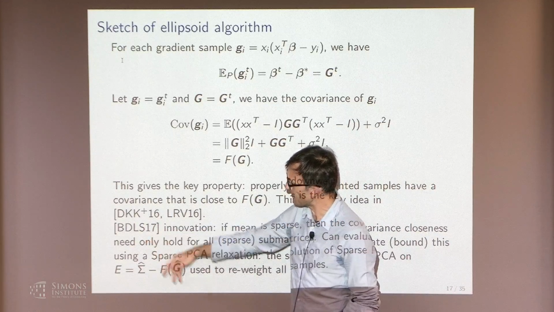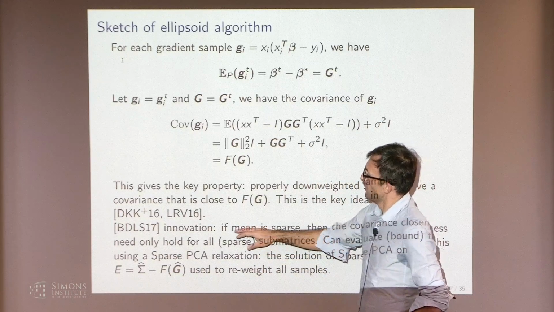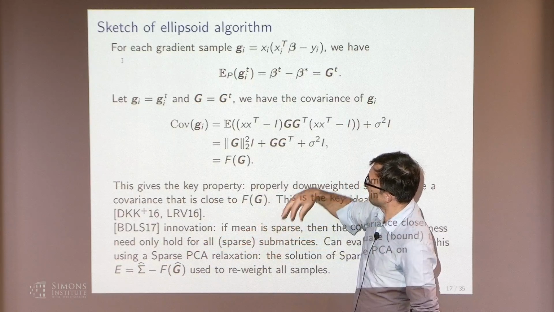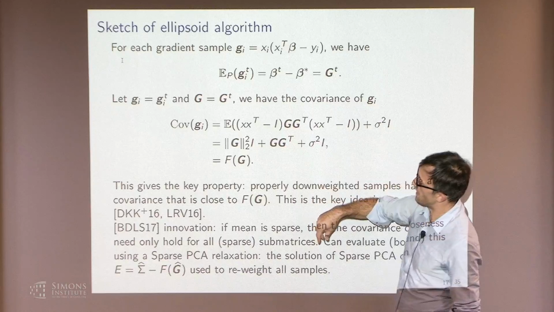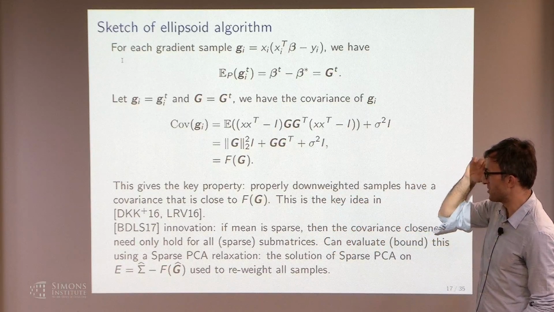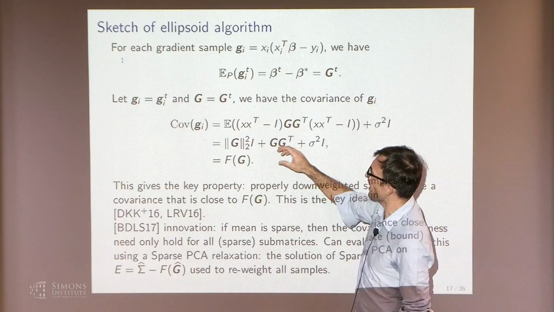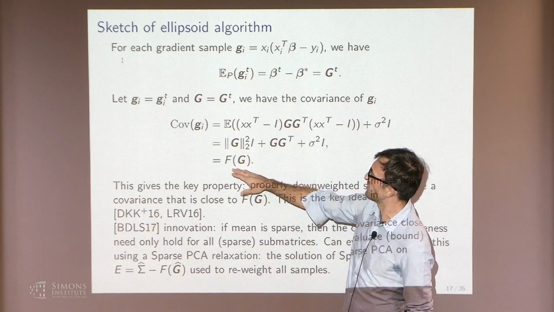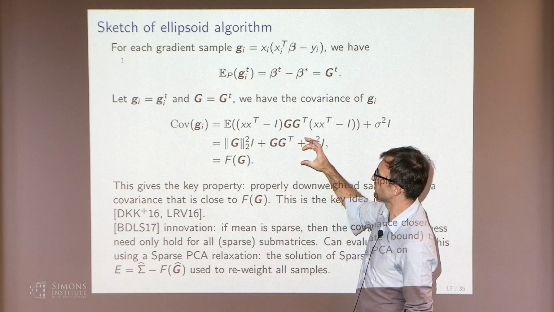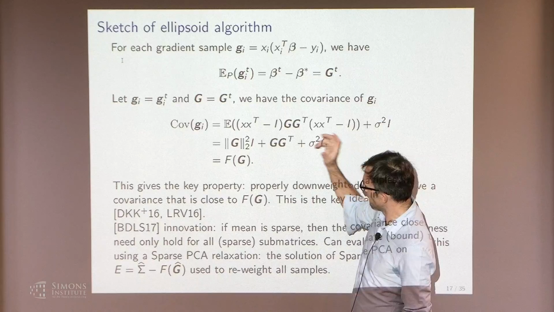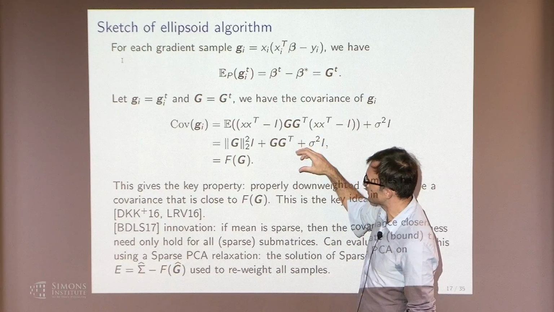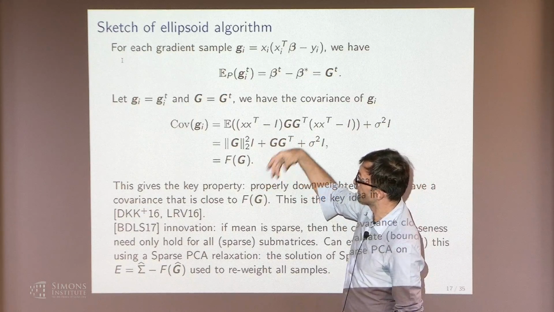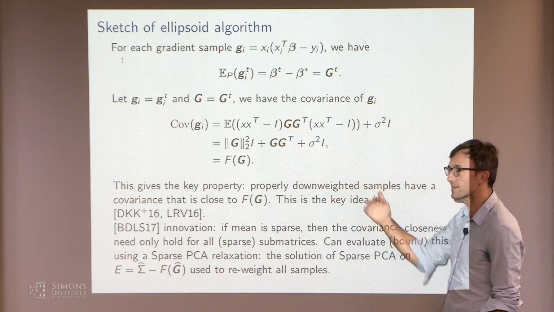paper is that in order to convert the ellipsoid algorithm to work for sparse mean estimation, it's enough to just check second moments. I don't need to check the deviation of the second moment from this matrix, only submatrices. So I need to look at all k by k submatrices of the second moment, how those deviate. And that is exactly a sparse PCA problem.